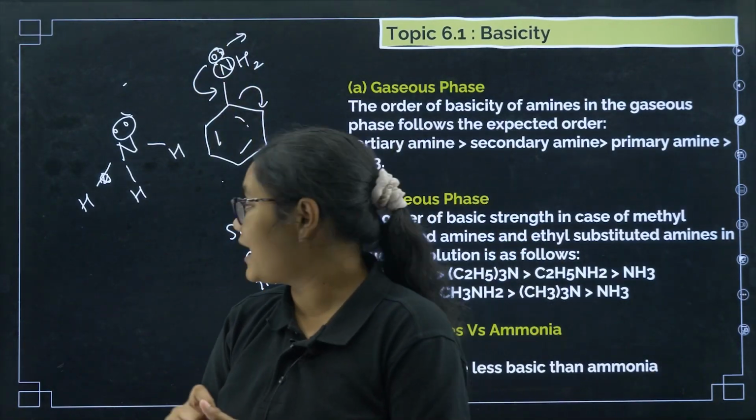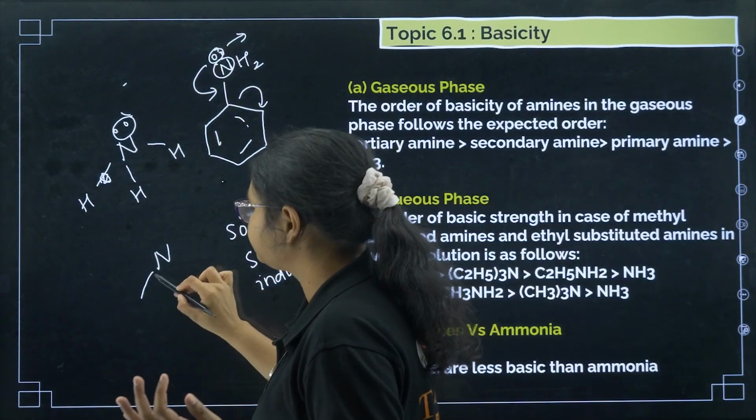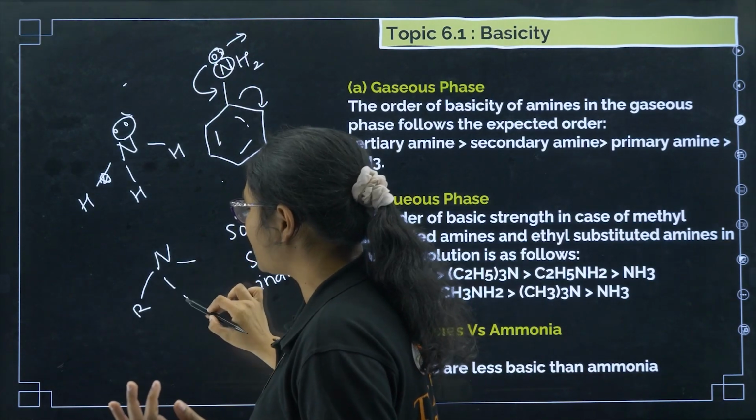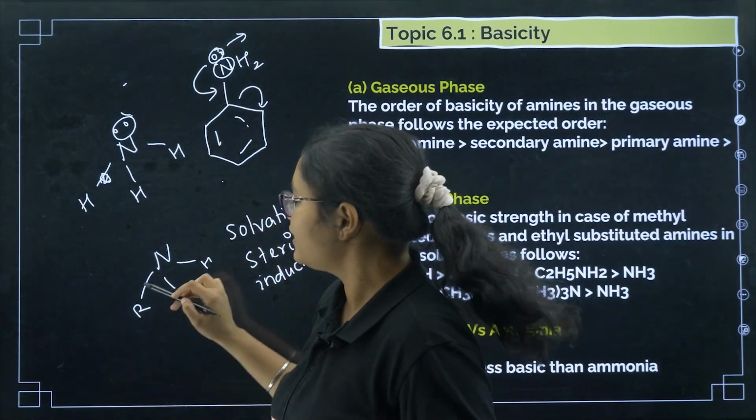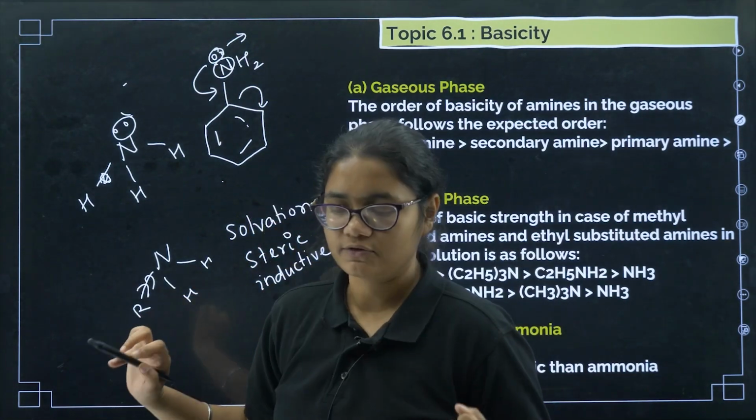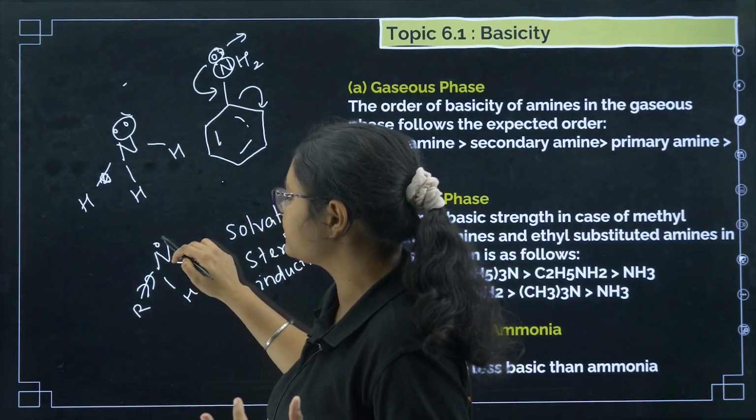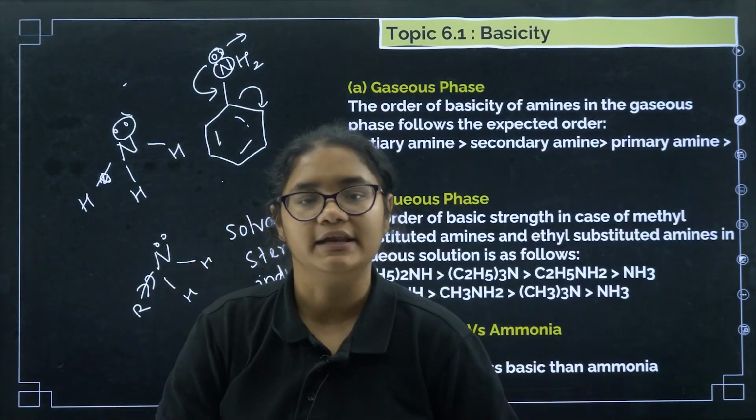Now when an R group comes, like a generous family member, he is giving to this one. When this group is donating to nitrogen, basicity will increase.